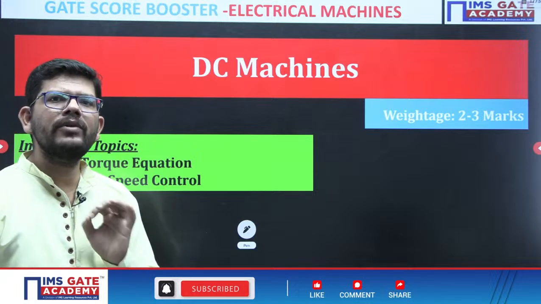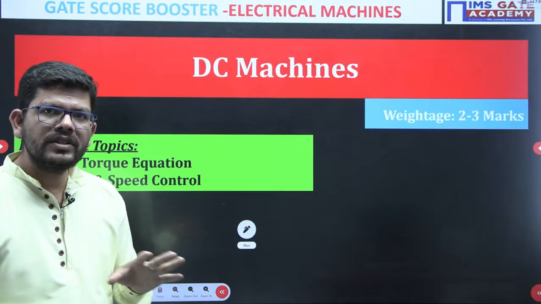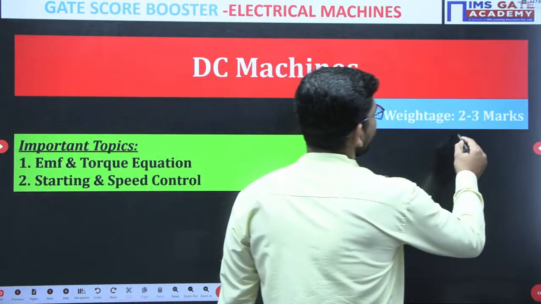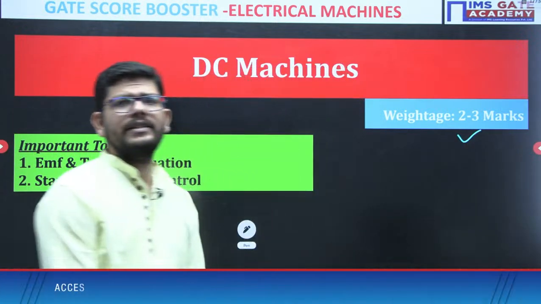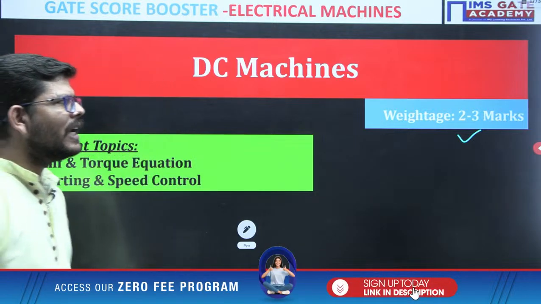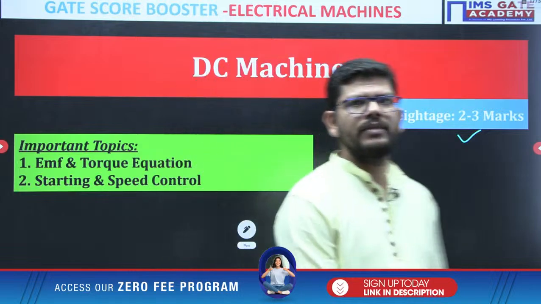It will be a very good exercise if you practice all those 10-year PYQs, because the same type of PYQ is going to be repeated. Average weightage is around 2 to 3 marks. You may get 1 or 2 questions from this topic, and that will be very easy. So don't ignore DC machine.